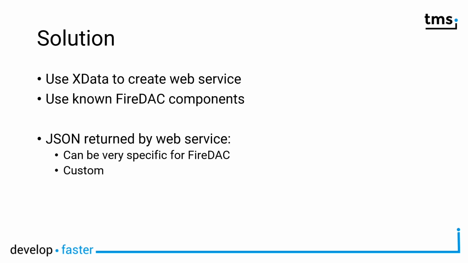We're going to use TMS XData to create the web service, and we're going to use FireDAC for all the database access. The web service is going to return JSON, meaning this JSON can be very specific for FireDAC or customized. If the other application is going to be built with FireDAC, it's quite useful if you use FireDAC specific methods to create the JSON file or the JSON stream. Otherwise, you can customize your JSON in many ways. I'm going to show both alternatives in this video.